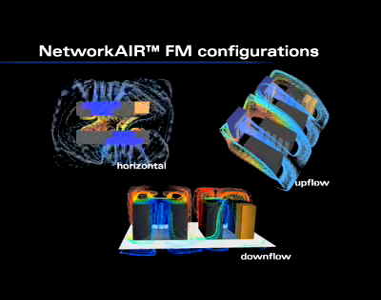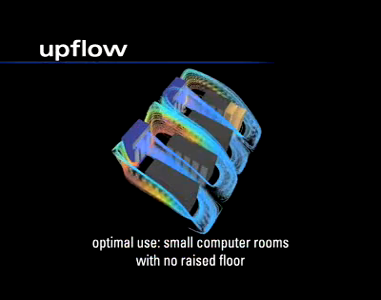To ensure optimal cooling within your specific environment, the Network Air FM can be configured for different discharge air patterns. Small computer rooms without a raised floor are suited for upflow discharge air patterns. This configuration draws air from the room into the front or rear of the Network Air FM system, where it is then cooled and discharged into a duct on top of the unit containing grills for distribution into the room.